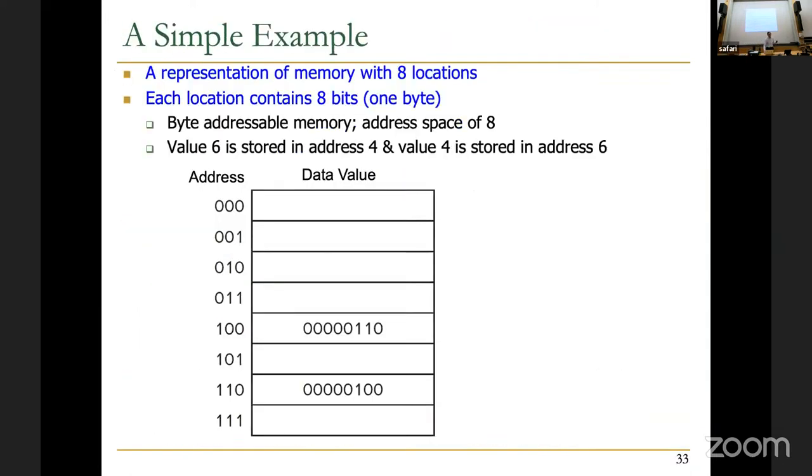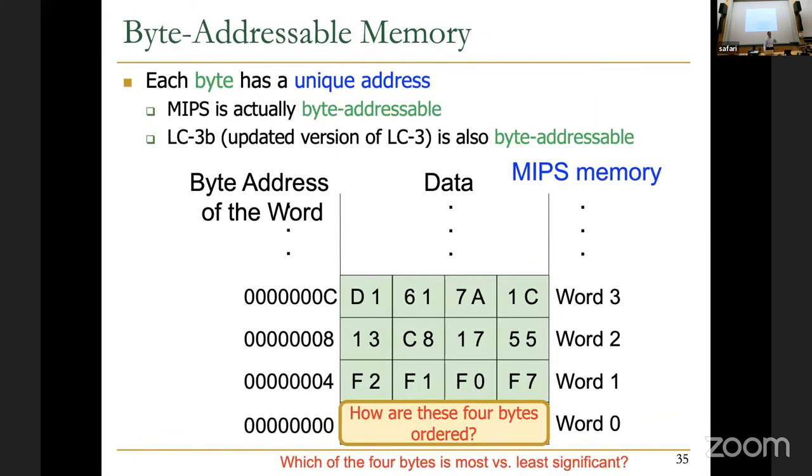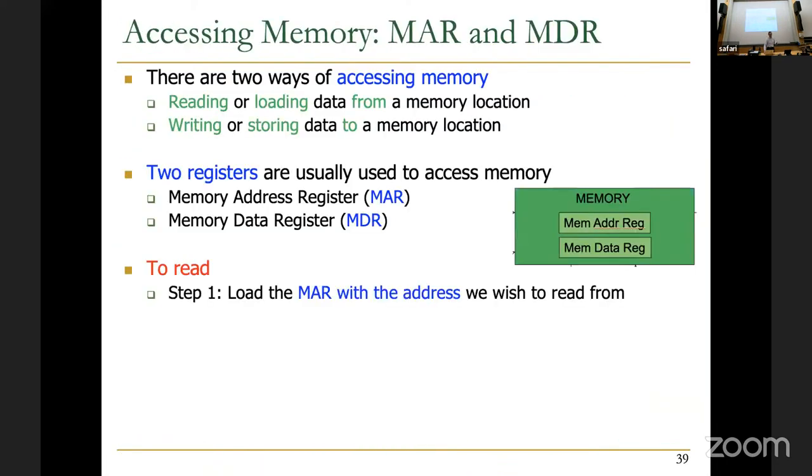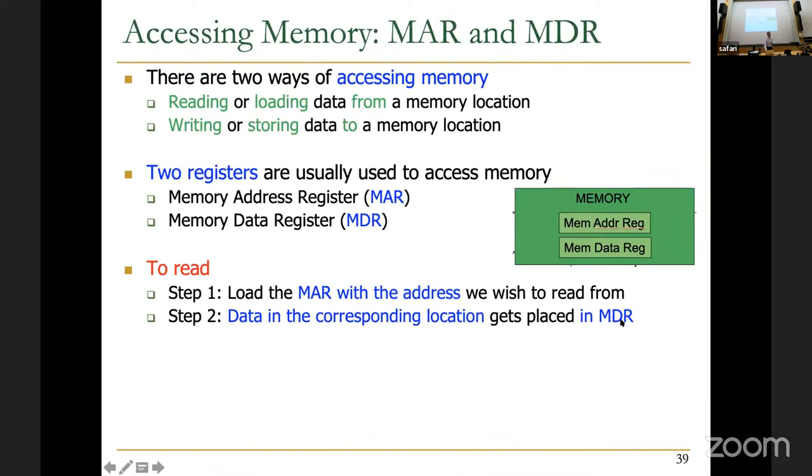Basically, at the end of a clock cycle, at the rising edge of the next clock cycle, or maybe some other clock cycle, depending on how your memory is accessed, data in the corresponding location gets placed into the memory data register. Now you read from memory.